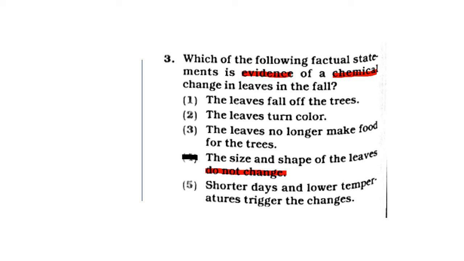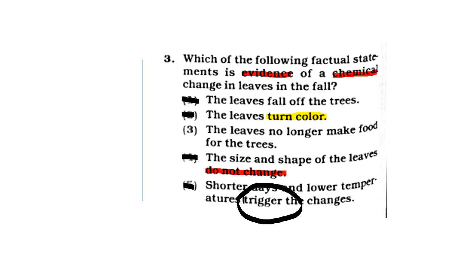Number 2, if they turn color, if they're a different color, well, that's a physical change. It's not a chemical change. So we can take away answer number 2. Number 1, the leaves fall off the trees. Well, on the tree or off the tree, they are still a leaf. So it doesn't mean that they've changed. So take away answer number 1. So 3 or 5. Shorter days and lower temperatures trigger. Trigger means cause. But we're not looking at the cause, we're looking at the actual change itself. So number 5 is wrong.